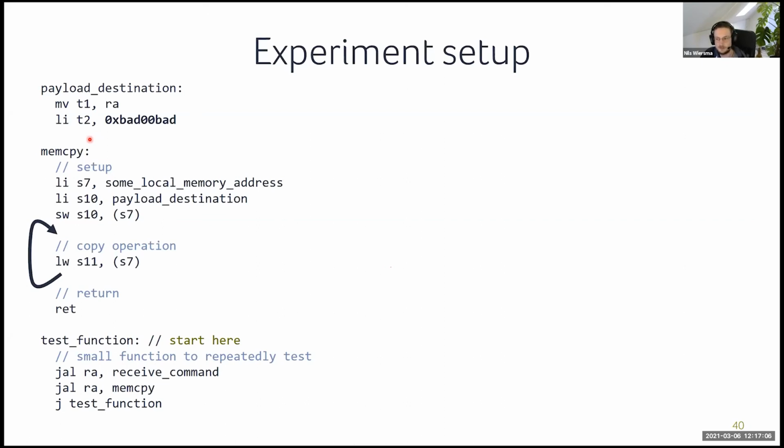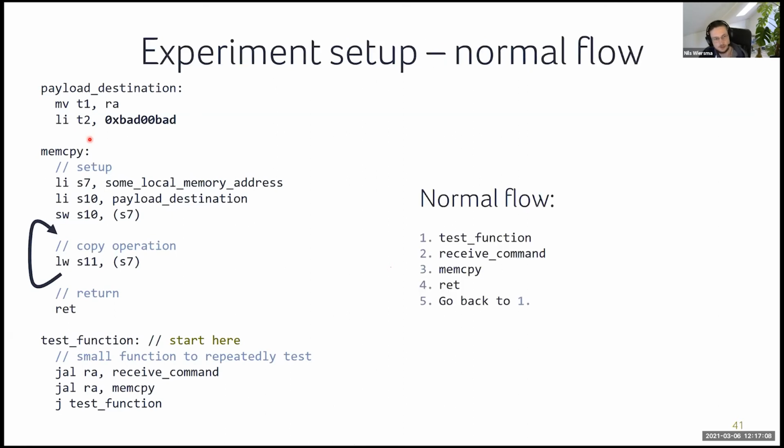Because in a normal flow where there are no faults, we start executing the test function, we receive the command to actually start the memcopy, we do the memcopy, and then we reach this return function. What the return function does is it sets the program counter to the current return address value. If there was nothing weird going on, the return address contains this location, the next instruction after our jump. And then it just keeps in this loop forever.